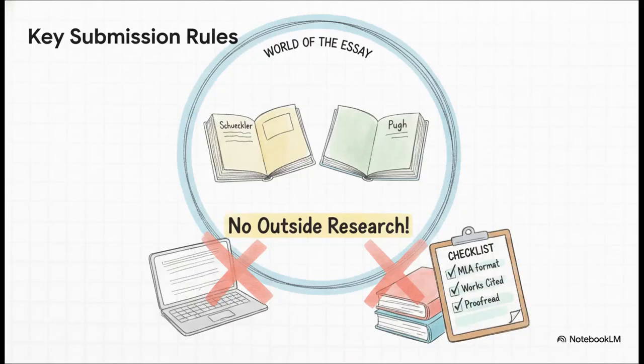Okay, everybody lean in for this one. This rule is crucial. No outside research. For this paper, your entire universe is made up of the Schuchler and Pugh articles, and that's it. Stick to the sources. And of course, you know the drill. Use MLA format, have a separate works cited page, and for the love of all that is good, proofread your work.